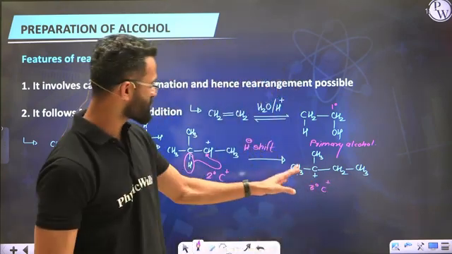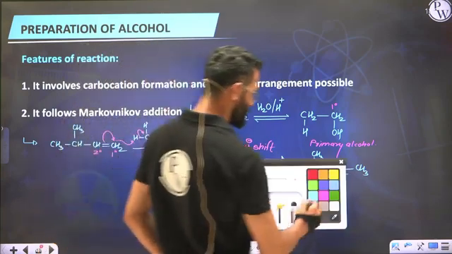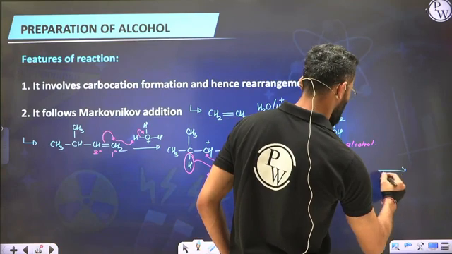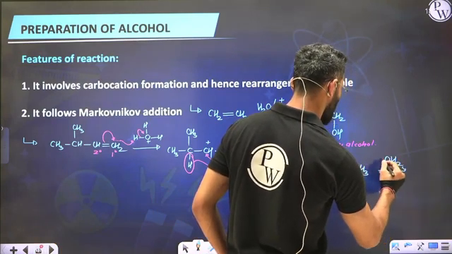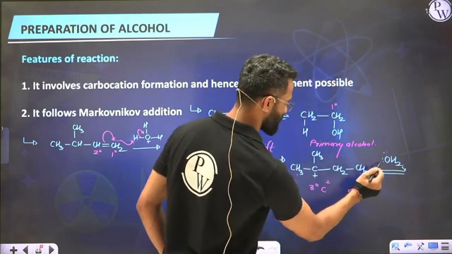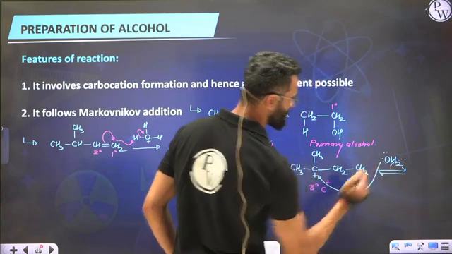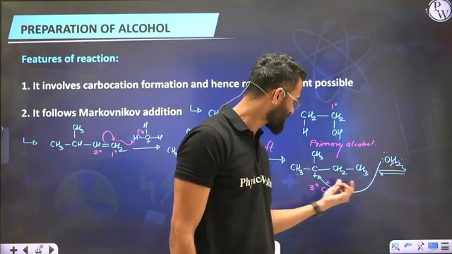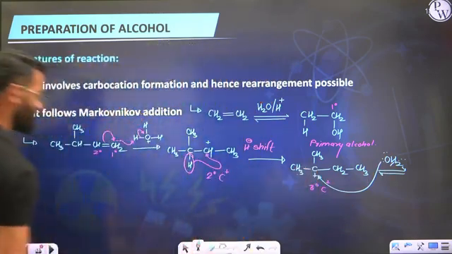Because this is more stable, now water can attack as a nucleophile. So water is all set to attack here, water attacking here, followed by deprotonation. So what is effectively getting added? It's the OH group which is getting added to this carbon. So if OH is added, you're going to get OH over here.